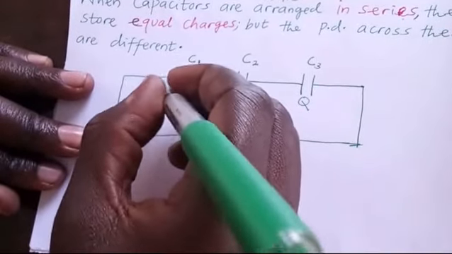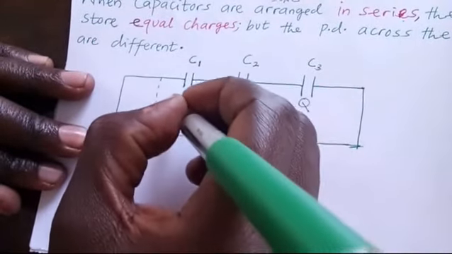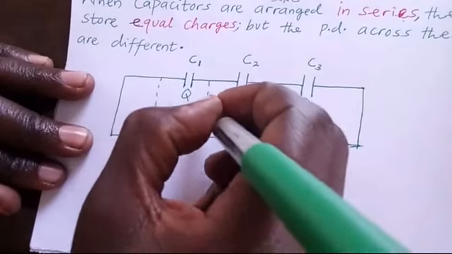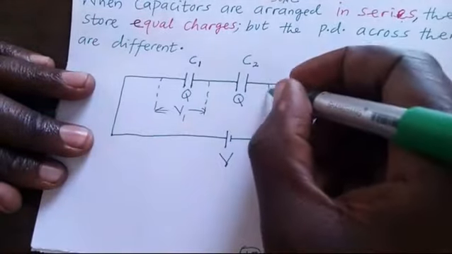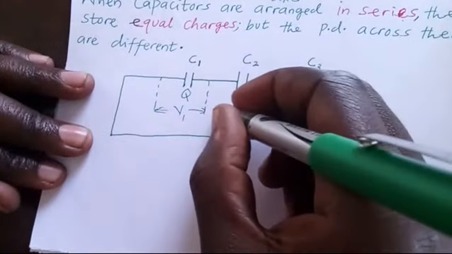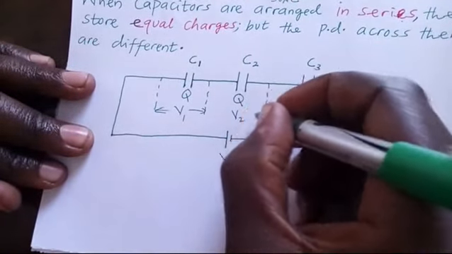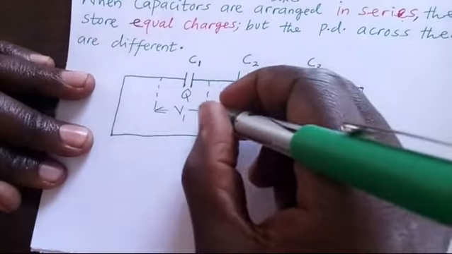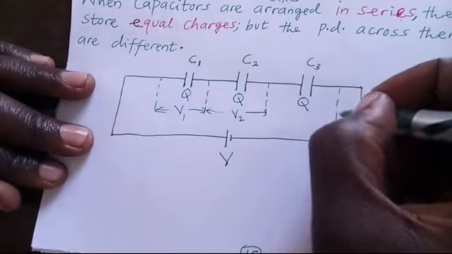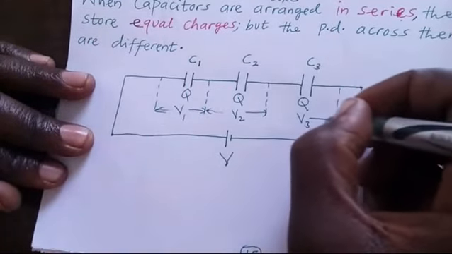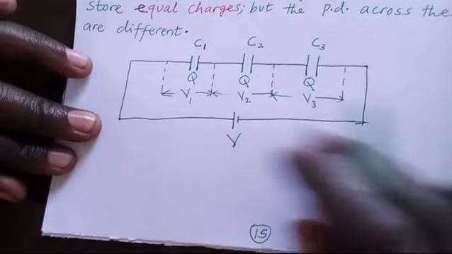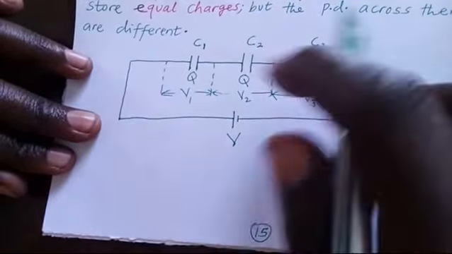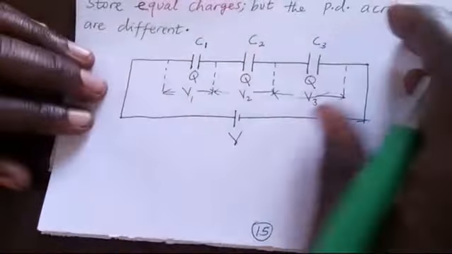So this means the voltage across this should be V1, and the voltage across the second capacitor is V2. The voltage across the third one is V3. You see that? Same charges but different PD.